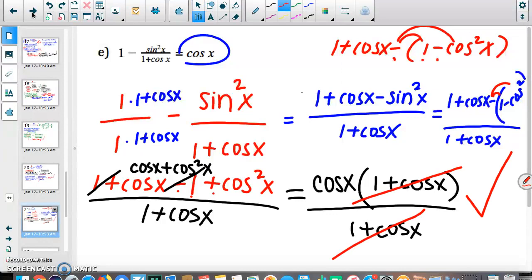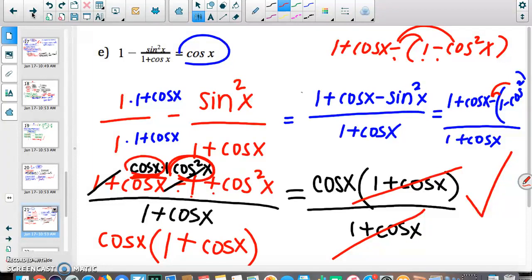So big thing is being able to factor things out, right? They both have one term of cosine, so I bring it out front. I took out this cosine, so 1 is the placeholder, and there's 1 cosine left, because that was a cosine squared. So that's how that works. And then that becomes my numerator, they cancel, and I'm left with just cosine, which is my correct answer.